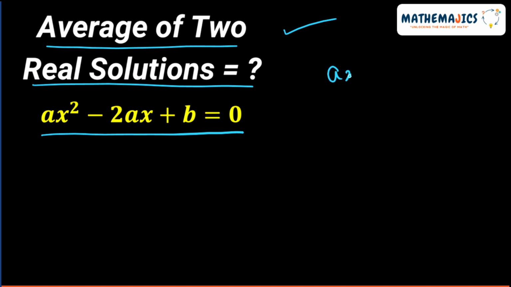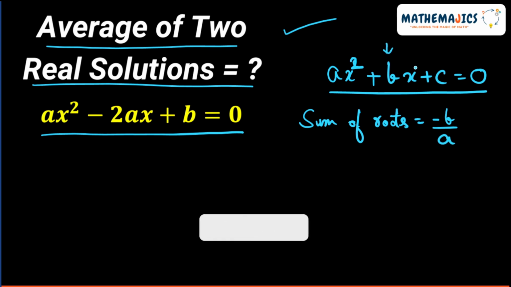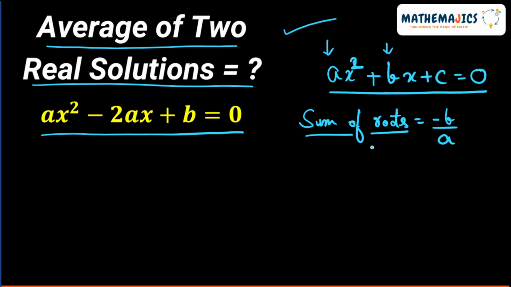That is ax square plus bx plus c is equals to 0. This is the general equation, right? Now, if this is the general equation, what is the sum of roots? Sum of roots is minus b over a. That means minus coefficient of x over coefficient of x square. Okay, so this is the sum of roots in case of this general equation.